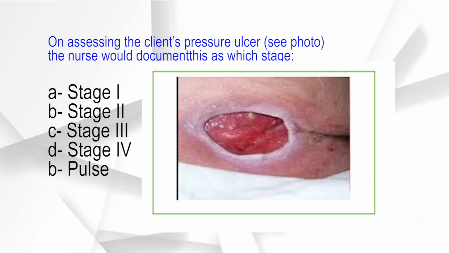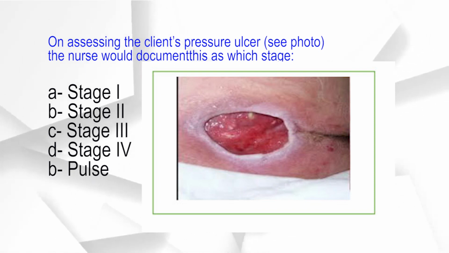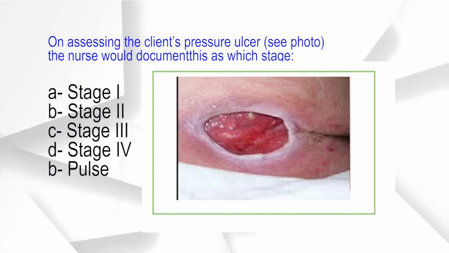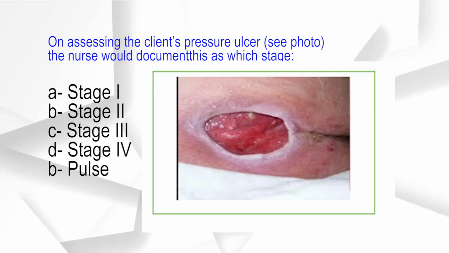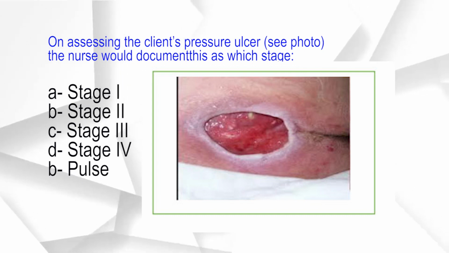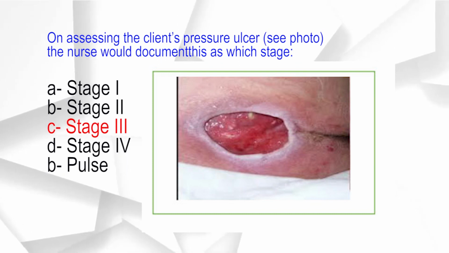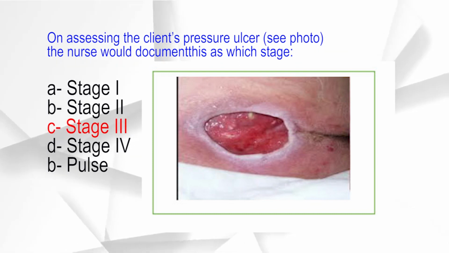Guys, here are next question. 18. On assessing the client's pressure ulcer, see photo, the nurse would document. This is which stage? Answer the options are A stage 1, B stage 2, C stage 3, D stage 4, and the correct answer is option C stage 3.